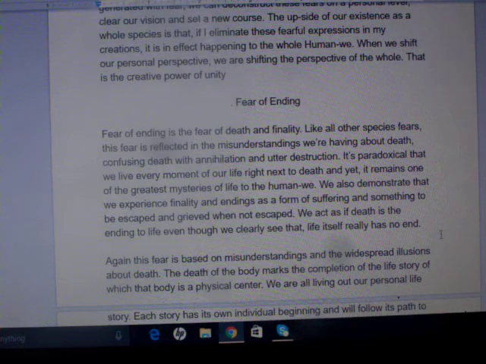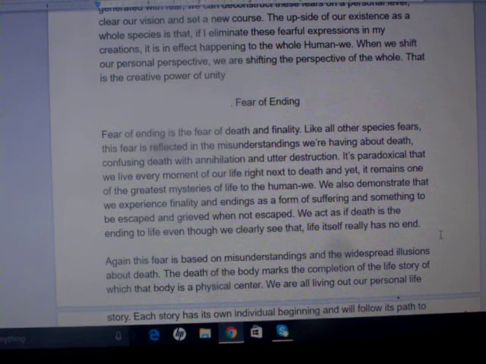Fear of ending. Fear of ending is the fear of death and finality. Like all other species' fears, this fear is reflected in the misunderstandings we're having about death, confusing death with annihilation and utter destruction. It's paradoxical that we live every moment of our life right next to death, and yet it remains one of the greatest mysteries of life to the human we.